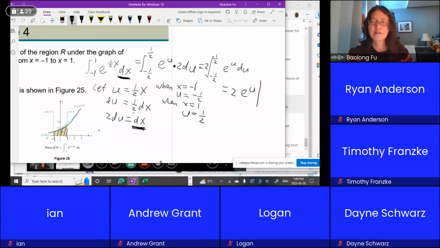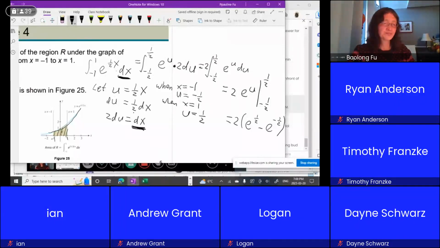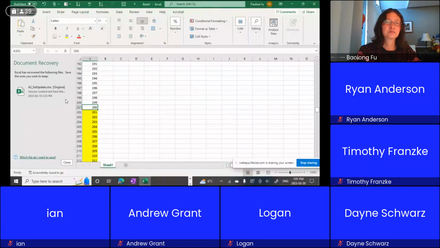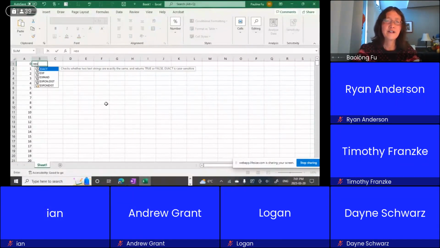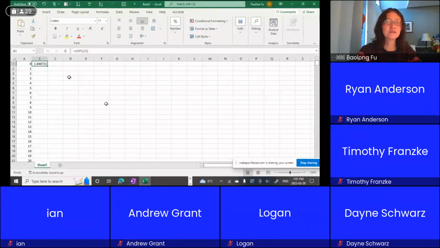e^u evaluated at the limits: e to the 1/2 minus e to the -1/2. And then what is e^(1/2)? Use EXP of 1/2. This number is 1.648.